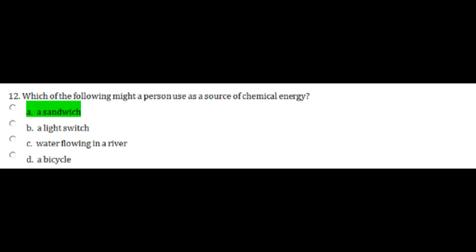Number 12. Which of the following might a person use as a source of chemical energy? A sandwich, a light switch, water flowing in a river, or a bicycle? Well, if you remember a couple questions earlier, we learned that chemical energy is batteries and food. And the only bit of food here is a sandwich. A light switch, water flowing in a river, and a bicycle, none of those have anything to do with a battery or food. So a sandwich is just naturally the right choice.